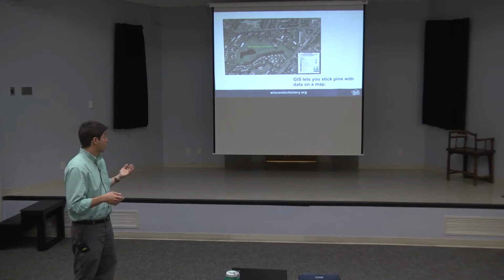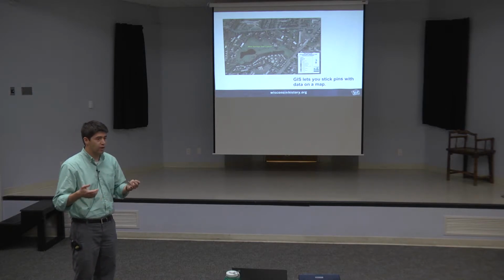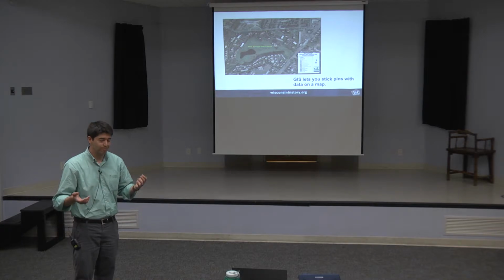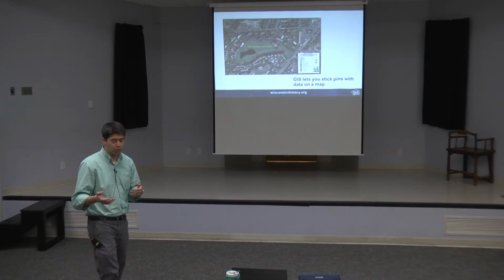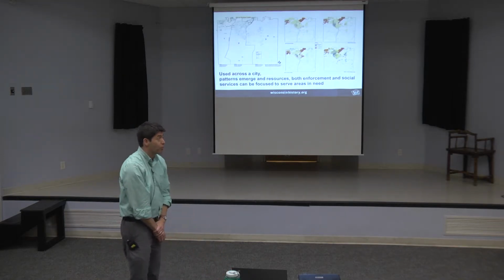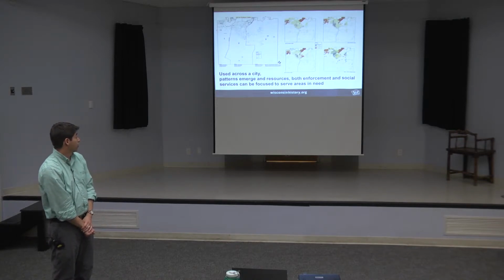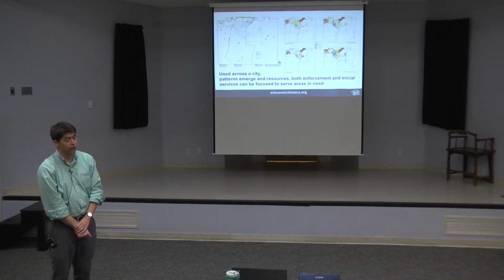And this actually really helped because in a couple of years, things settled down quite a bit, and the neighborhood wasn't nearly as bad as the situation was earlier, before we started taking a closer look at this. When you look at crime statistics across the city, you can see patterns that start to emerge, and then enforcement and social services can be focused to the area in need.